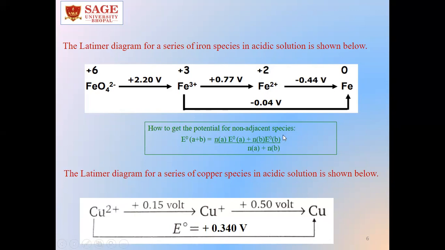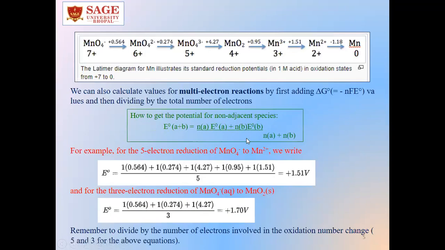So how do we get the potential of non-adjacent species? E0(A+B) will similarly equal nA E0A plus nB E0B divided by nA plus nB. If we do it for Fe3 plus to Fe, the potentials are already given here, so we can get the potential, that is this value, which is already given here as -0.04 volt. This can be obtained by this formula, as we already did previously.